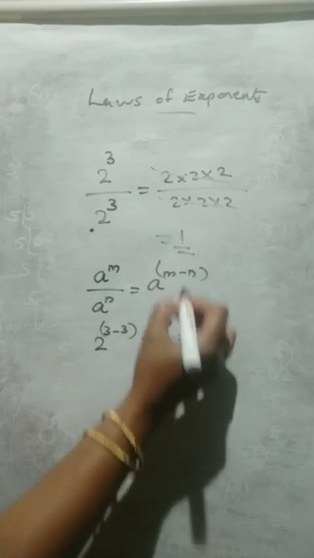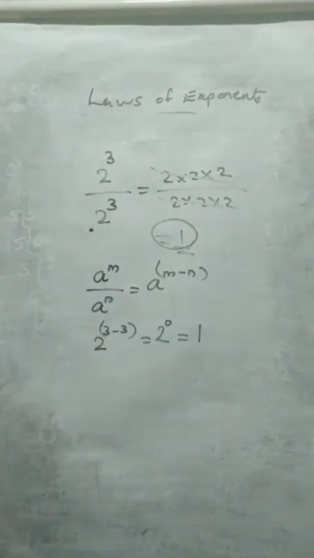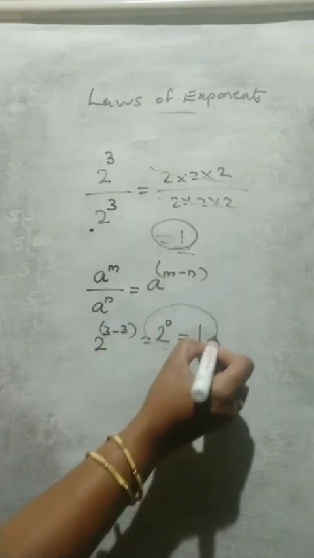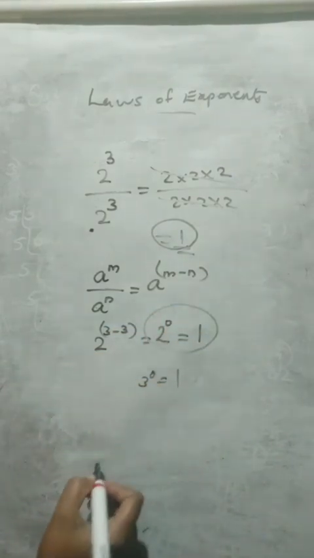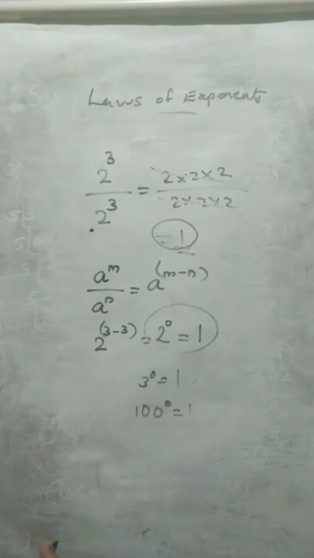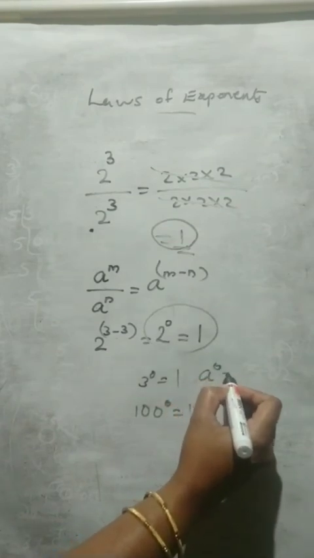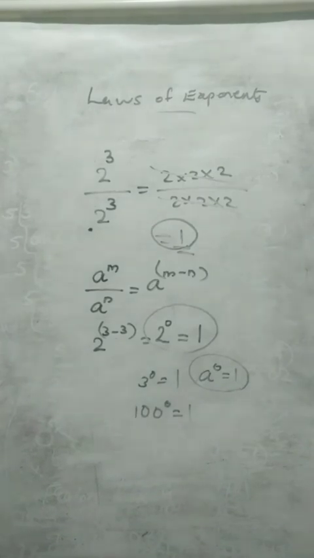So what is the actual answer? That is equal to 1. Then here we can apply 2 raised to 0 is equal to 1. Then 3 raised to 0 also will be 1. Then 100 raised to 0 also will be 1. Then there is one law: a raised to 0 is equal to 1. Always a raised to 0 will be 1.